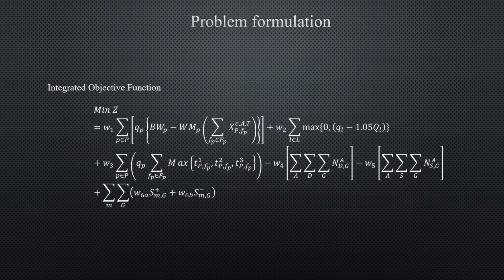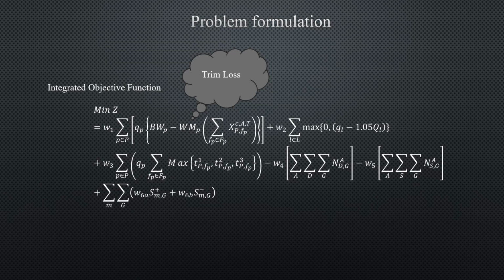Given the problem mentioned previously, we formulate our mathematical model by defining an objective function aimed at minimizing the total operational cost using a weighted sum approach. As shown on the slide, the objective function consists of 6 key components. The first one is trim loss.